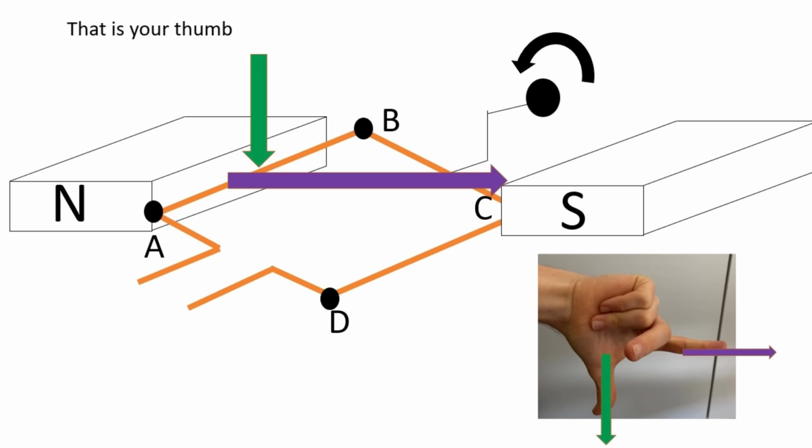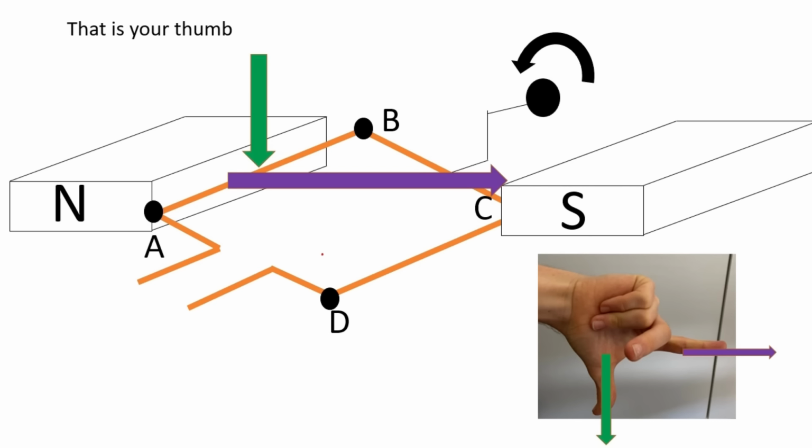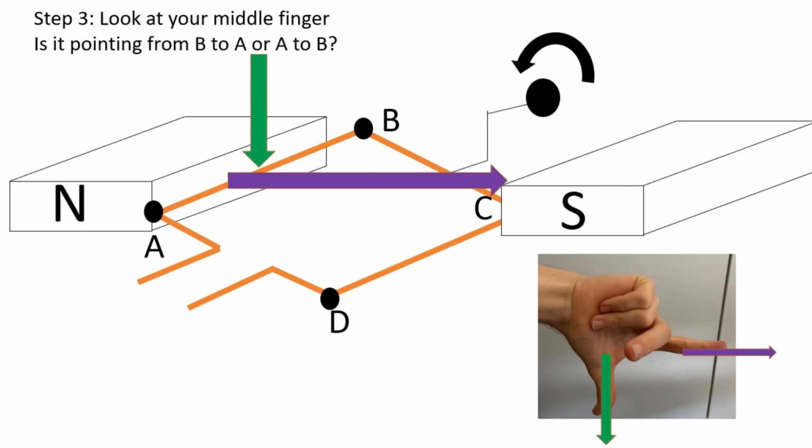Anyways, so that's your thumb. You should be pointing it like that. Then look at your middle finger. Your middle finger is either going to be pointing in that direction or in this direction. If you've done it correctly, it should be pointing out of the page like that, so it's going from B to A.